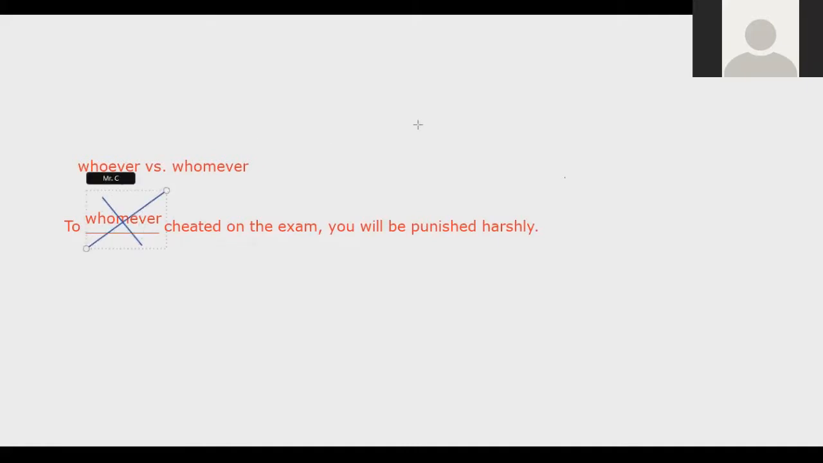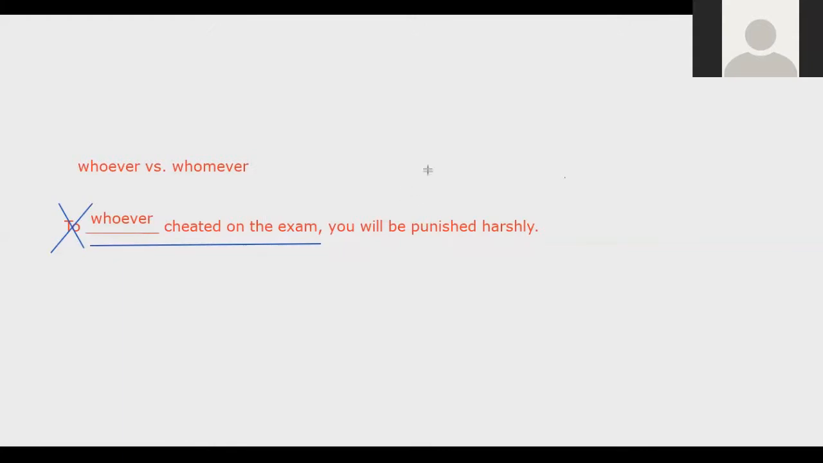Because this is a tricky one. It's actually to whoever cheat on the exam. To whoever cheats on the exam, you will be punished harshly. So why is it whoever and not whomever? Well, let's think about it. First, let's just ignore for a moment the preposition to. It doesn't matter at this point. So now you have just a clause here, right? You have whoever, cheated, and on the exam. That's just one big clause.